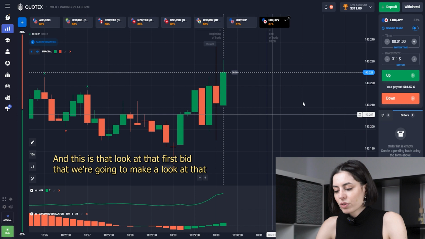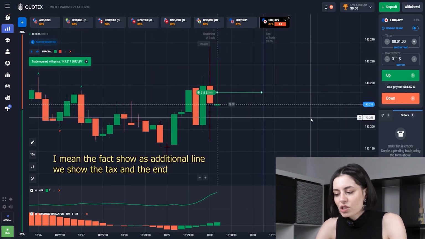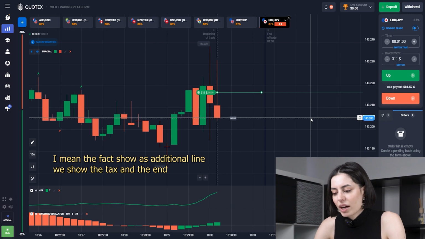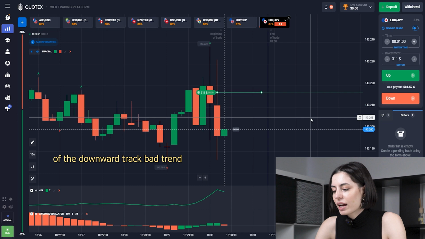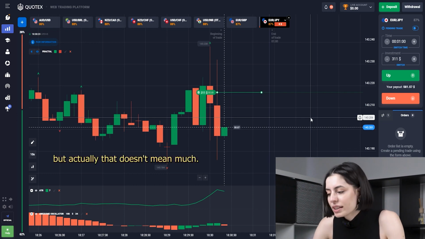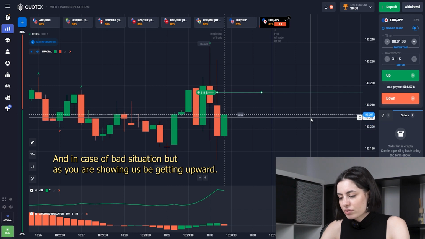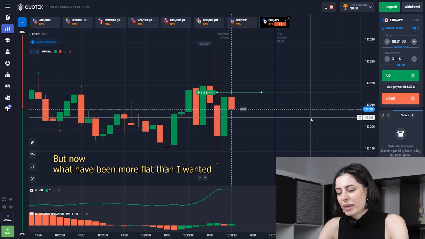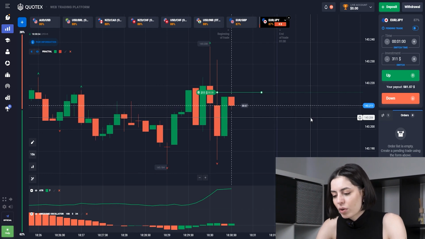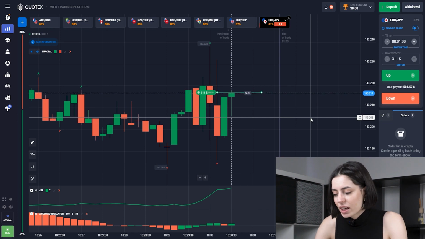And this is it. Look at the first bet that we're going to make. The fractal is an additional one. We just detected the end of the downward trend, but that doesn't mean much in that situation. ATR is showing us we're getting upward, but a little bit more flat than I wanted. What about the awesome oscillator? I would say here is the key indicator.